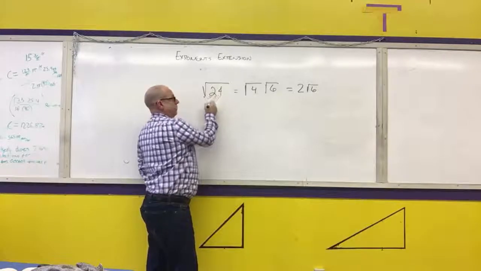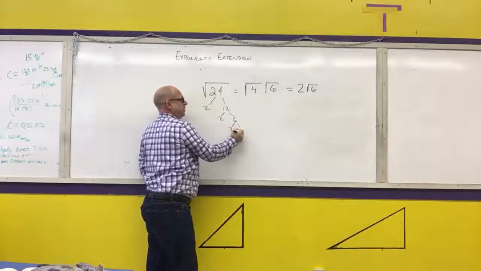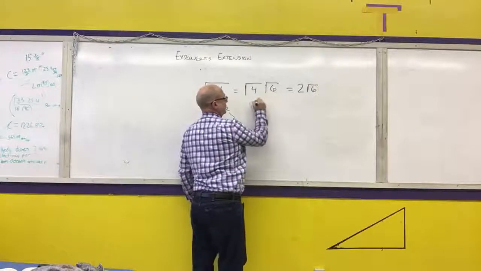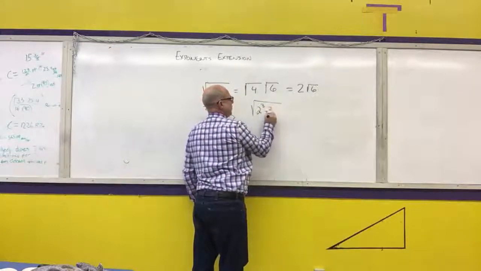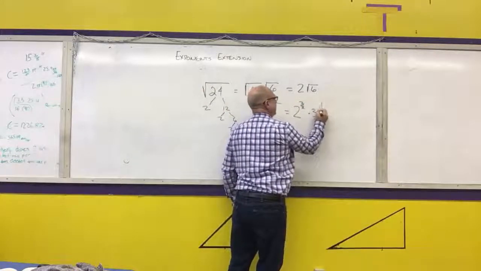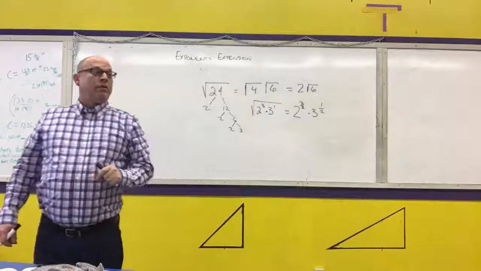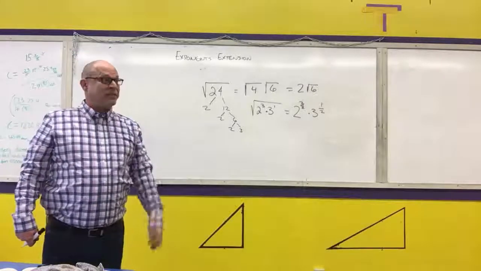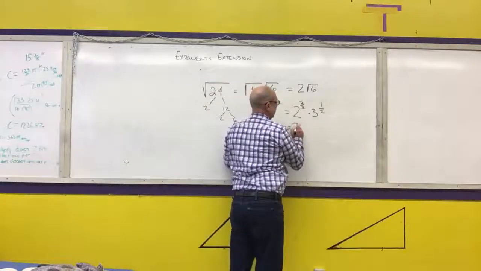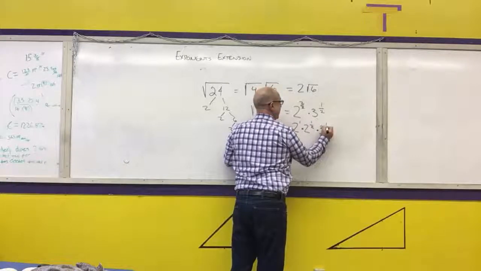But let's factor 24. Well, that's 2 times 12, right? Oh, that's 2 times 6, isn't it? And isn't that 2 times 3? So isn't this 2 cubed times 3? So I'm going to take the square root of 2 cubed times 3 to the first, which is 2 to the 3/2 times 3 to the 1/2. Do you agree with that? How can I write 3/2 as a mixed number? One and a half. So I could rewrite this as 2 to the first times 2 to the 1/2 times 3 to the 1/2. Does everybody agree with that?